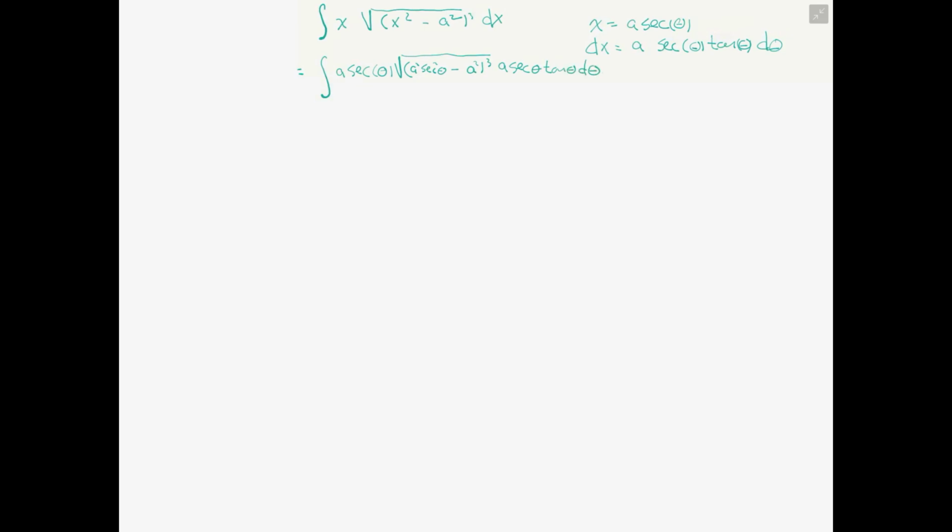We kind of ran out of room here. Try and keep that separate visually. Okay, now we just kind of consolidate things and see what we have. We know that 1 plus tangent squared theta is secant squared theta.